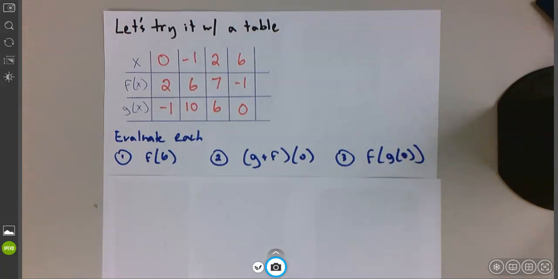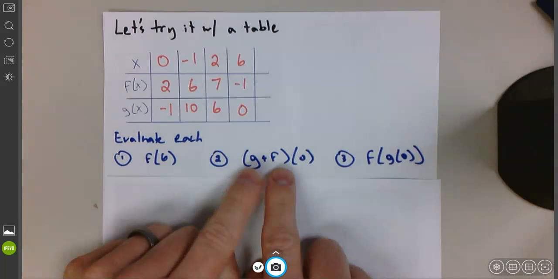Why don't you try it? You didn't see anything. Why don't you try these three? See what you can come up with. F of 6. G of f of 0. F of g of 0. Or this one is g plus f.